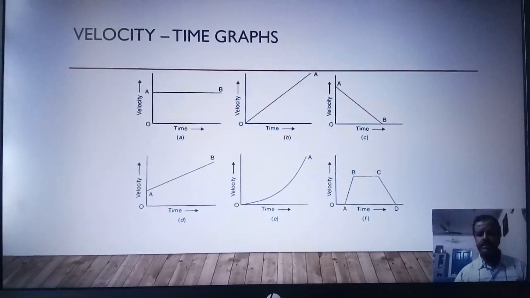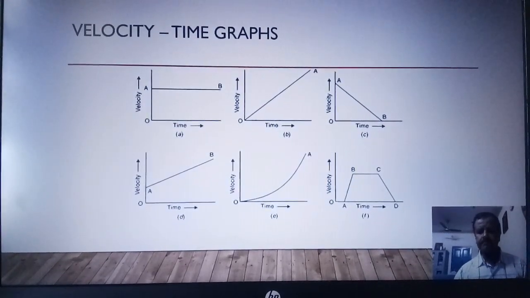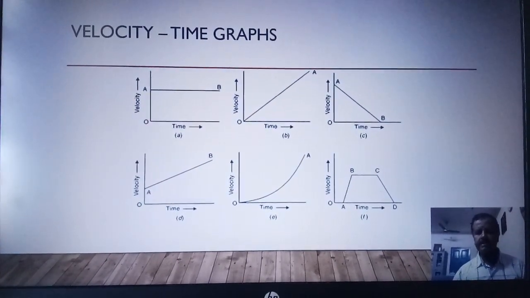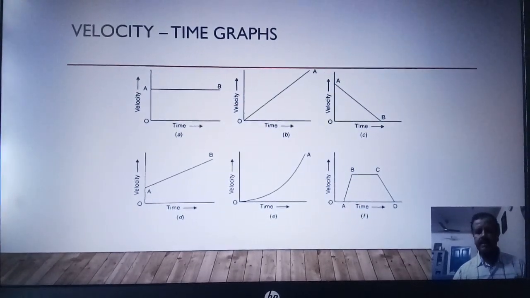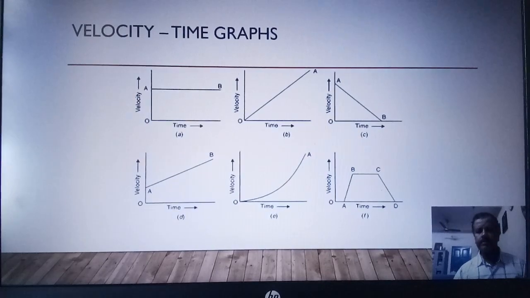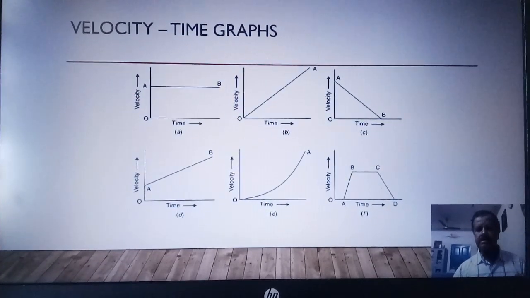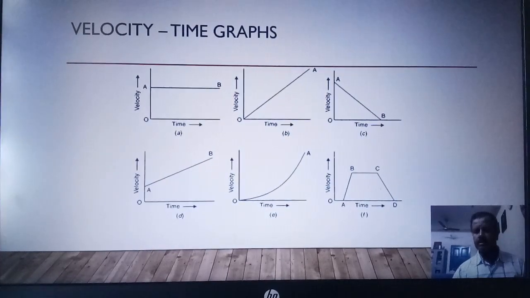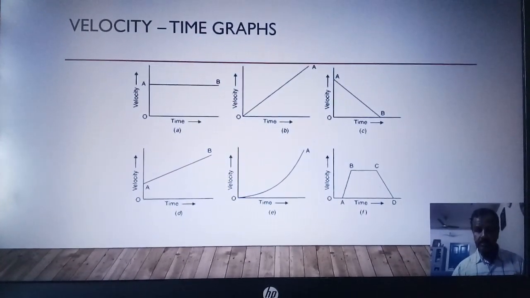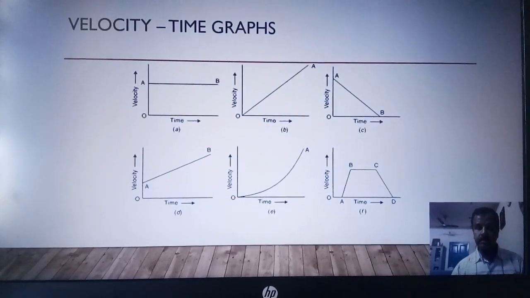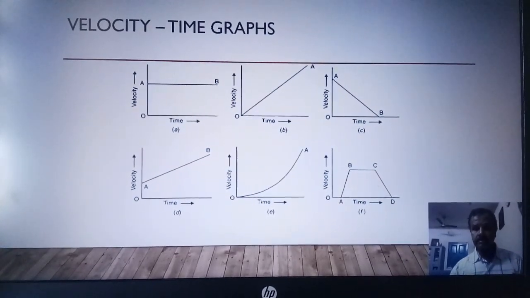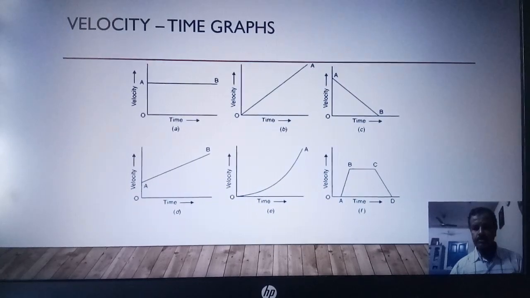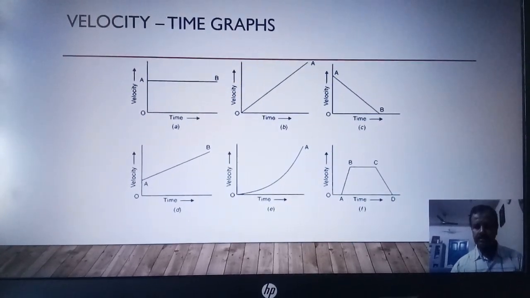Again from C to D, it is decreasing its velocity, uniformly decreasing its velocity. As a result, it will have a retardation. So whenever there is a decrease in velocity with respect to time, then it is said to be under retardation. Whenever there is an increase in speed or increase in velocity with respect to time, it is said to be accelerating: positive acceleration and negative acceleration.